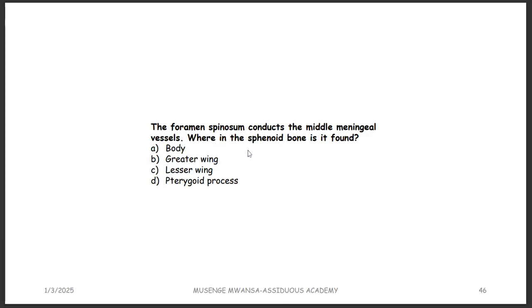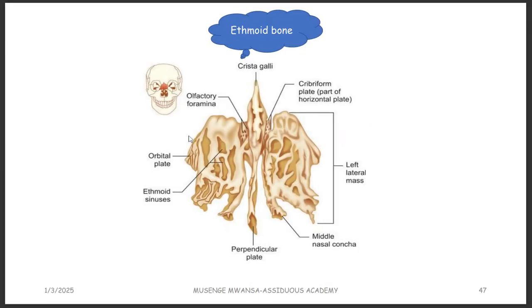Before we continue, let's see if we can answer some questions. Foramen spinosum conducts the middle meningeal vessel. Where in the sphenoid bone is it found? So where is the foramen spinosum found? Body, greater wing, lesser wing, pterygoid process. Anyone that can answer that? Where is the foramen spinosum found? Okay, you can answer that question.